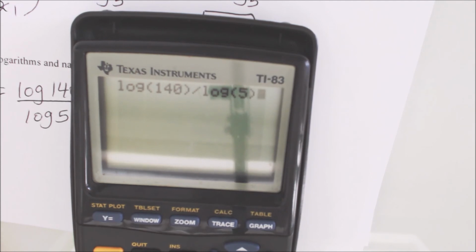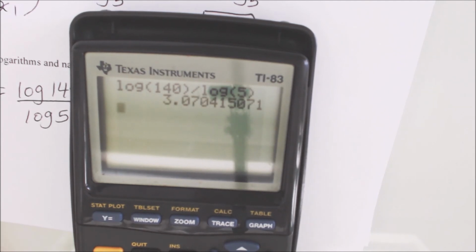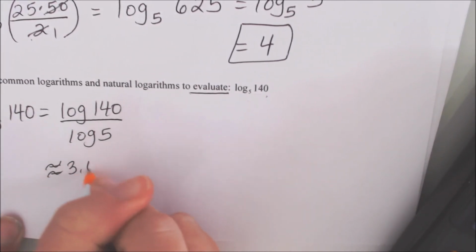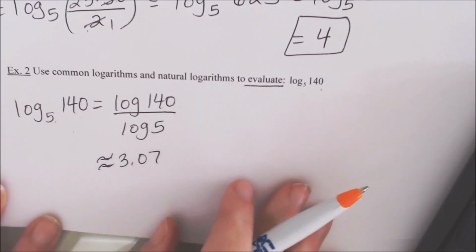And it's going to give me a decimal. And there it is, 3.07. They didn't say how to round it, so we'll just do 2 decimals. So this is approximately, I should say, 3.07. That's the value of log base 5 of 140.